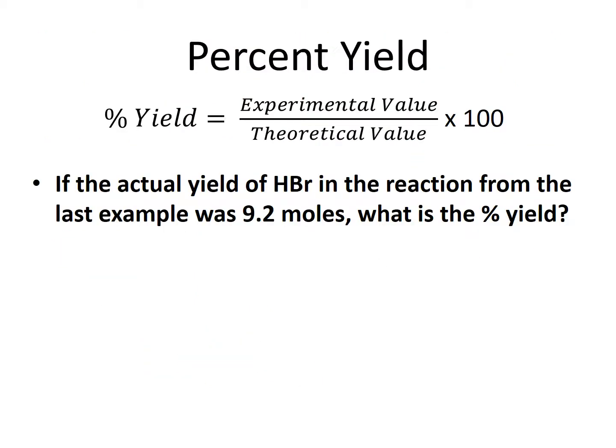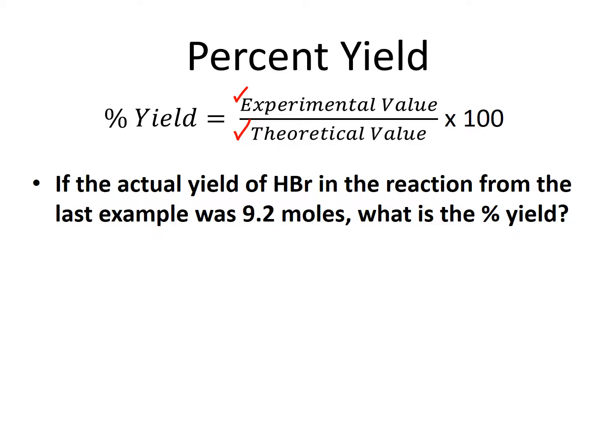All right, percent yield. Percent yield is the experimental value divided by the theoretical value times 100. In other words, it's the amount that we measure in the lab divided by the amount that we expect to get from the math, times 100.